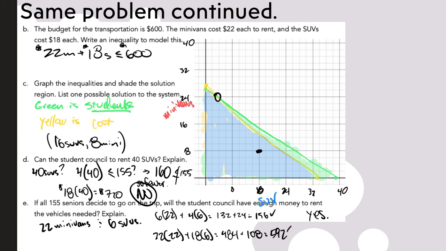If we do 22 minivans and 6 SUVs, which looks like right about the spot where these lines start to cross. My drawing is very sloppy. There are 22 minivans and 6 SUVs. That gives us 156. So we actually have room, right? We only have 155 seniors, so we have an empty seat. So we're okay there. And then at $22 for each minivan, $18 for each SUV, this gives us a total that comes in $8 under budget. So yes, we absolutely can.